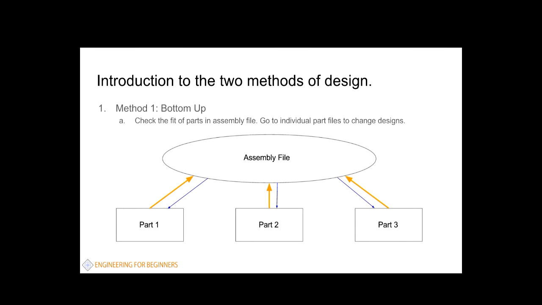Now, if there was anything that was wrong or had to be changed, you would go into the individual part files to make those changes. And then after that, you would update the assembly file or reload the parts and then review them again to make sure that everything is okay.